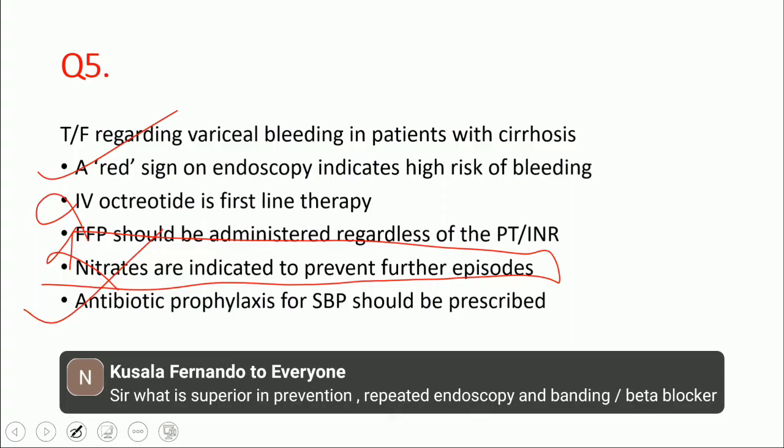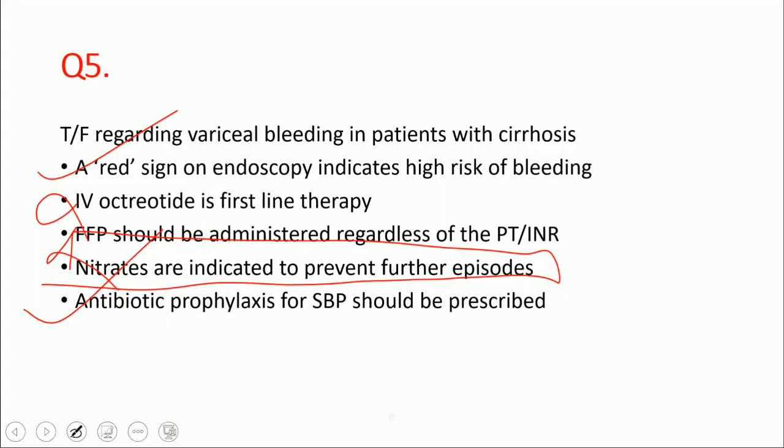So for secondary prevention, or for that matter any sort of prevention, endoscopic banding ligation is better than medical therapy alone, right? That is the current evidence. But we use a combination. Combination is even better. So endoscopic banding ligation plus beta blocker combination is the best, right? That is the best.